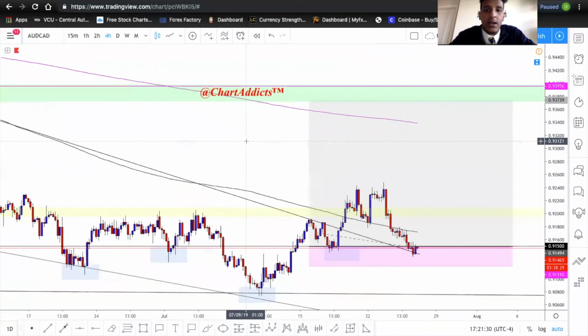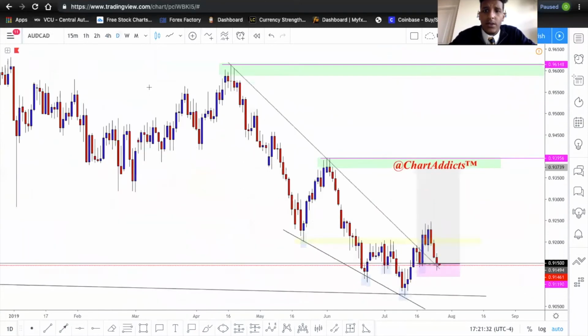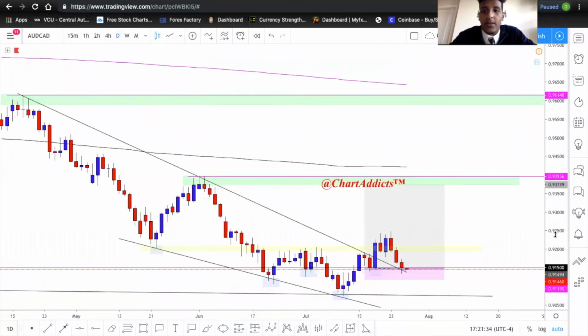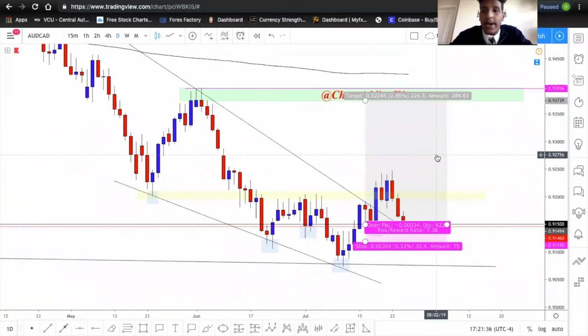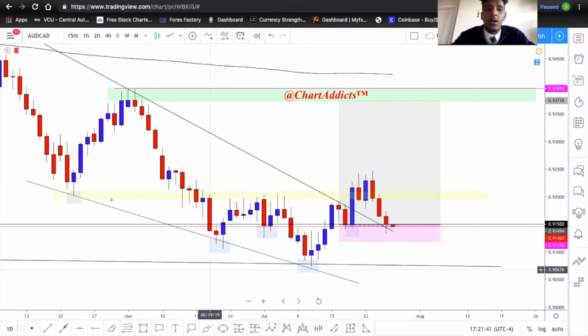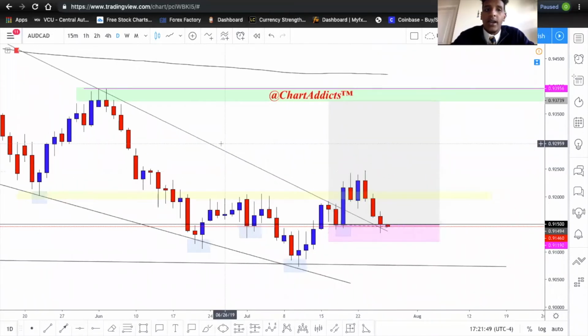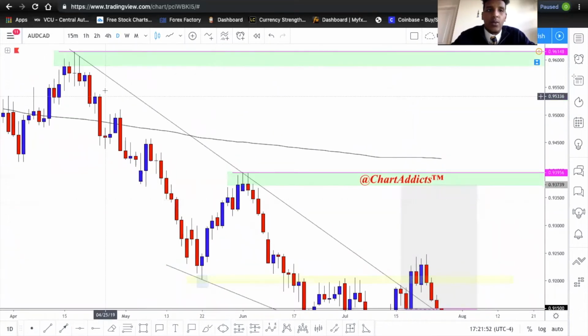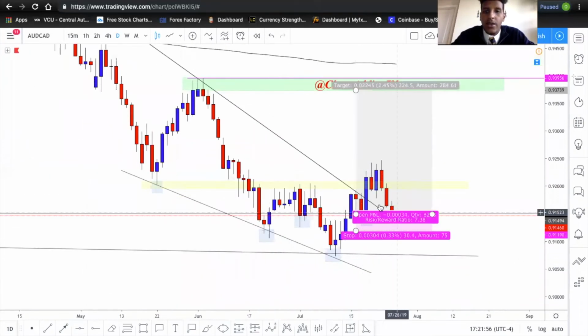Just AUD CAD. I don't know if I went over this, but I've gone over it plenty of times. So price came back to our 0.91500 psychological zone. We had divergence off the higher time frames. We had an inverted head and shoulders, strong impulse, retest, another impulse. Okay, and now we are back on. You guys can see we had one, two, and that third touch.